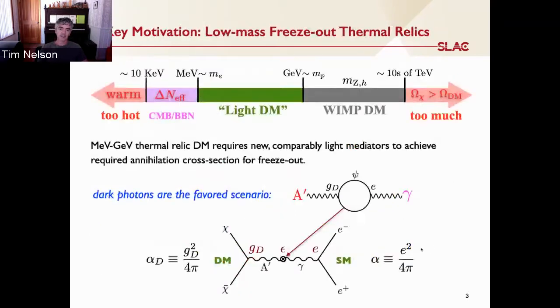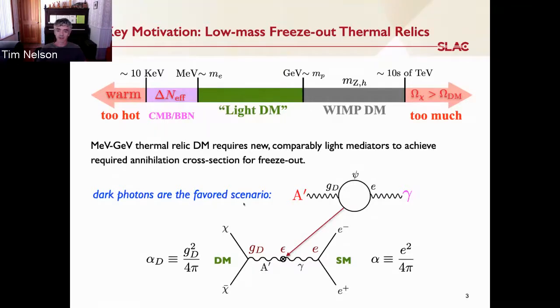So why are these things interesting? The key motivation that has really developed for this physics is the potential of low mass freeze out thermal relics. So this is dark matter that's generated in the early universe, just like WIMPs, through thermal freeze out, but instead is in the MeV to GeV range. Now in this lower mass range, MeV to GeV, thermal relic dark matter produced through freeze out requires new comparably light mediators to get the right annihilation cross section to produce the observed relic abundance. If you make the WIMP too light, the cross section gets too small and you end up freezing out early and you have more dark matter than we observe today.